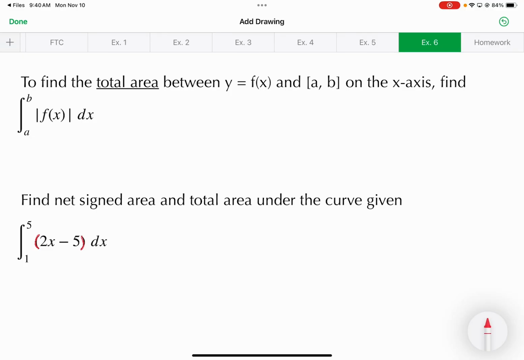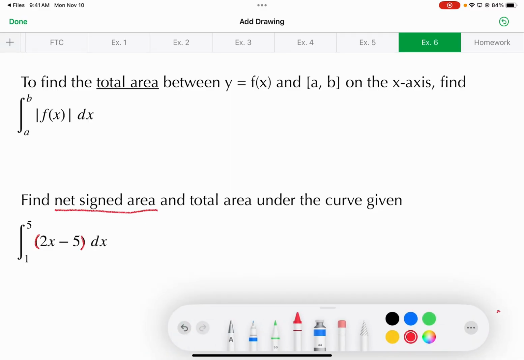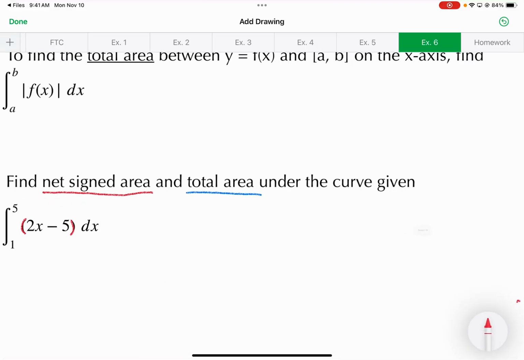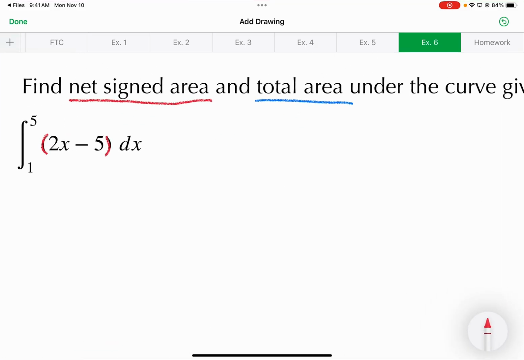For the example down below, we want to find both net signed area and total area, which means we're going to do the integral as normal to find our net signed area. And then when we find our total area, we need to make sure that we use absolute value. So we're going to do two of them here, and then we'll do a graph of each one.